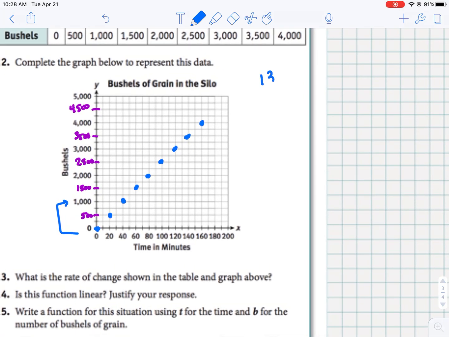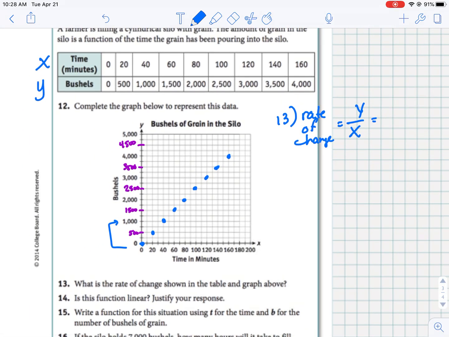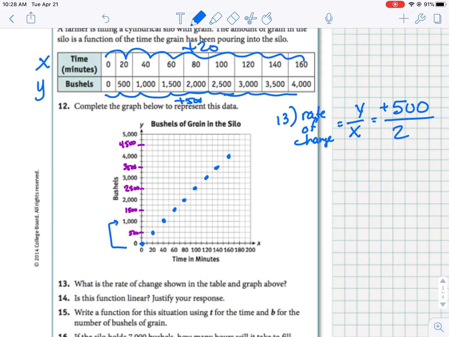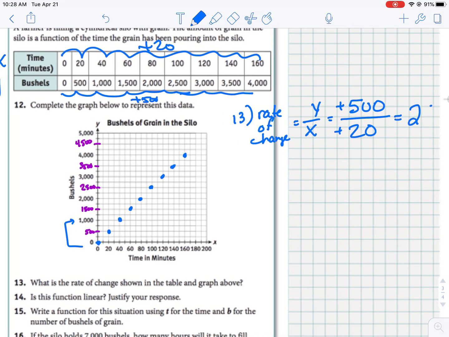So number 13 says, what's the rate of change? Okay, so remember, rate of change is the change in y over the change in x. I would say it's probably easier to look at the table to figure that out. Our y values, those are all going up 500 all the way down. So it's 500, and it's a positive 500 because it's going up. And our time, if we look at all those times, those are going up by 20, so that's a positive 20. And if we take 500 and divide by 20 in our calculators, that just gives us 25. So our rate of change is just 25.